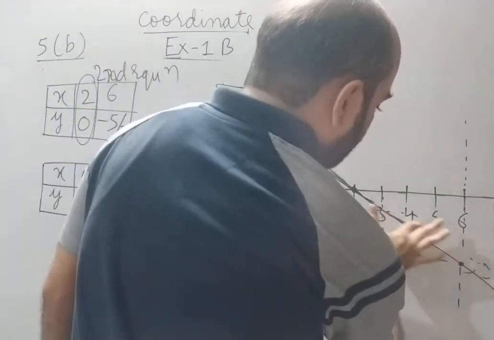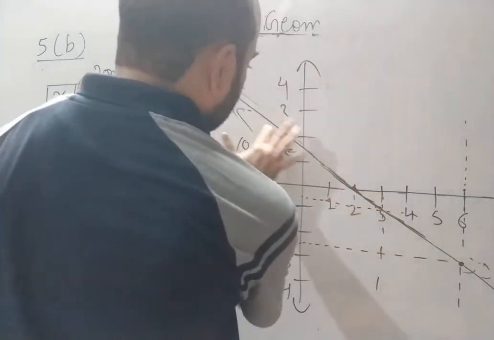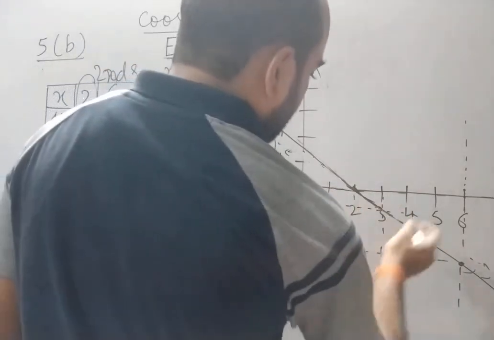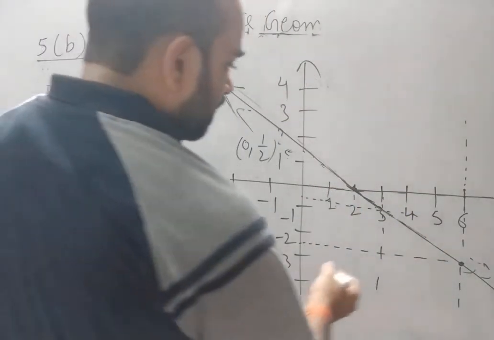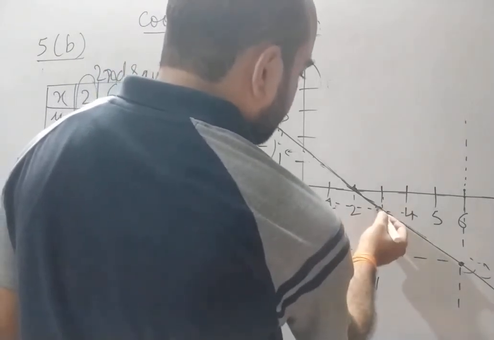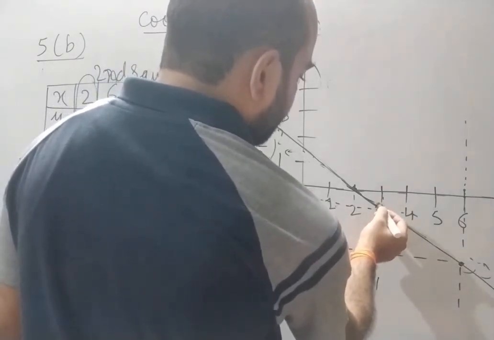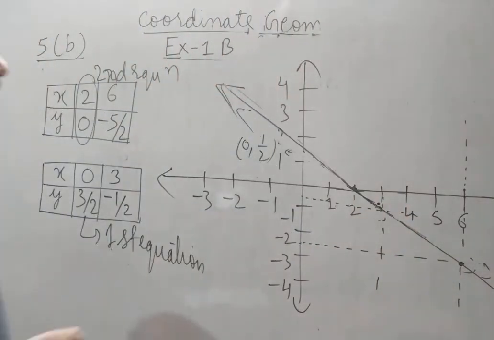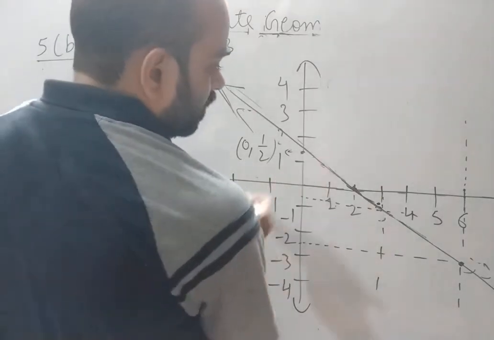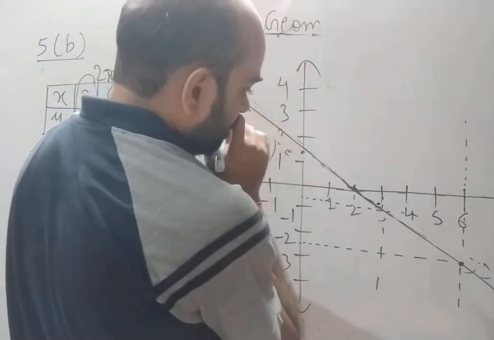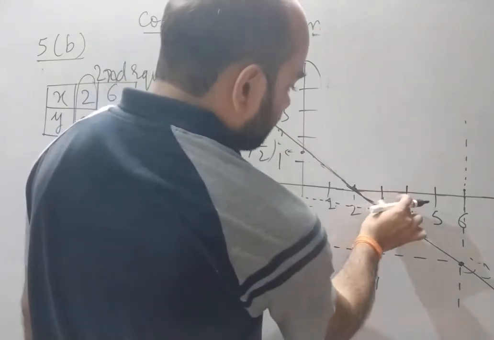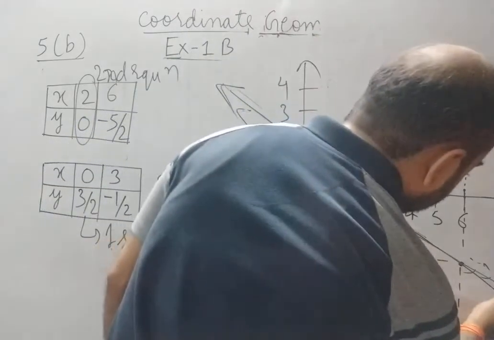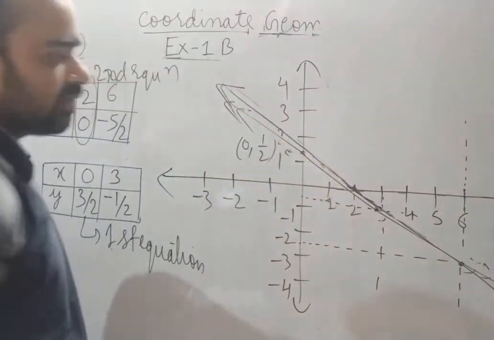What is the point of intersection? I think this will not be there. Wait, let me plot it again. So 3 comma minus 1 by 2. Okay, this point 3 comma minus 1 by 2, maybe here. And another point is 0 comma 3 by 2, already we have done. So this will give, wait, here. So in this way this will be plotted.